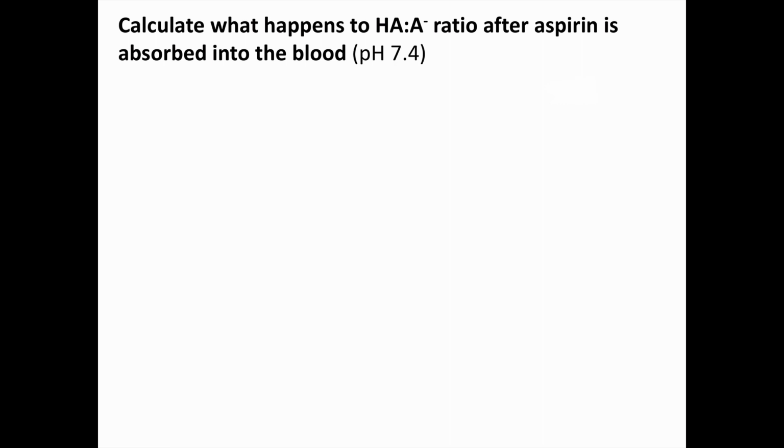Now let's calculate what happens to the HA to A minus ratio after the aspirin is absorbed into the blood, where the normal physiologic pH is 7.4. Again, why don't you stop the video here and do the calculation before starting back up.